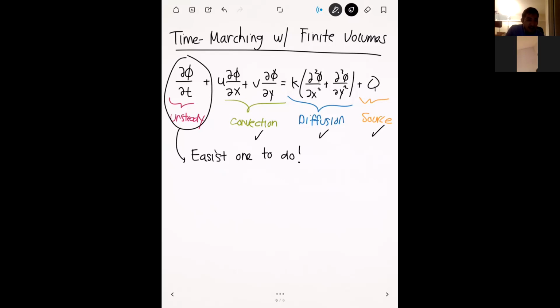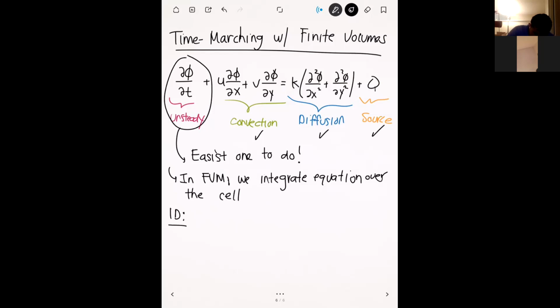Let me show you that it's the easiest. Normally, when we do our finite volume problems, you remember the way that we do that is we take our equation and we integrate it over the cell. The unsteady term here is not going to be any different. Let me show you what it looks like in 1D. In 1D, we have an integral of partial phi partial t, dx.